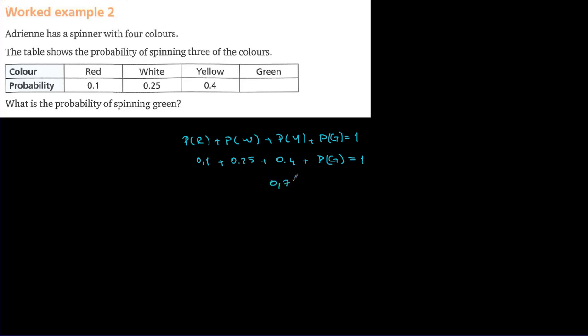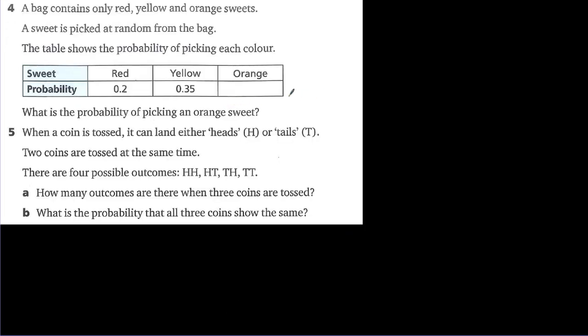So 0.75 plus probability of the green is going to be equal to 1. So the probability of green is equal to 1 minus 0.75. The probability of the green is going to be equal to 0.25. Okay, I'm going to continue with the fourth question, and I'm going to finish here.